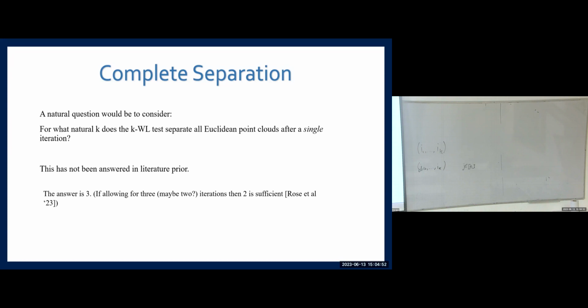I will show a rough sketch of the proof. And no, actually, wait. It's a little bit more intricate. So 2 is sufficient if you consider 3 iterations. This was actually a result of people that built upon our work and published months after. But if you do only 1 iteration of the WL test, the minimum is 3. If you allow for a finite number of iterations, you can actually achieve it with 2, even in R3. Okay, let's look at the sketch of the proof and answer the question of why this is the case.